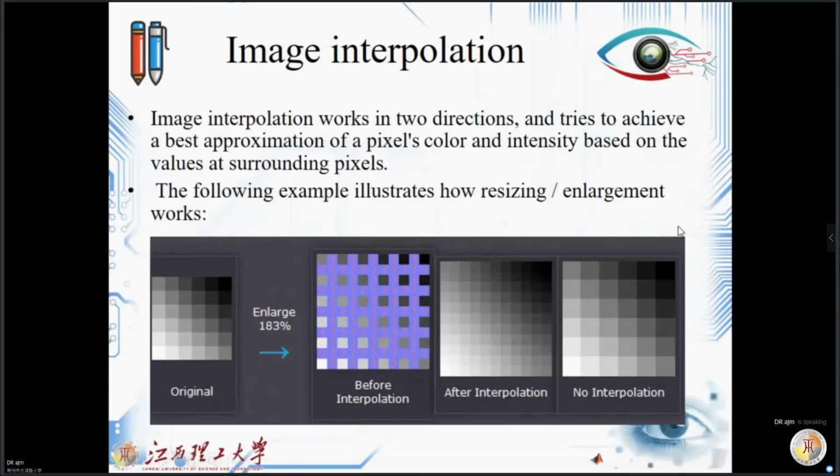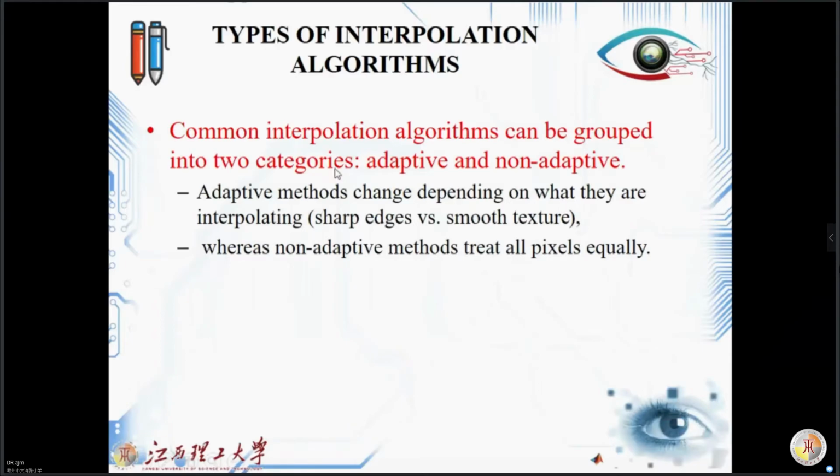Common interpolation algorithms, as we say, we have in the form of adaptive and non-adaptive ones. And we talked that adaptive methods change depending on what they are interpolating. Some of them will sharpen the edge and some of them will smooth the texture. Whereas non-adaptive methods treat all pixels equally. Okay? Then remember these 2 points.